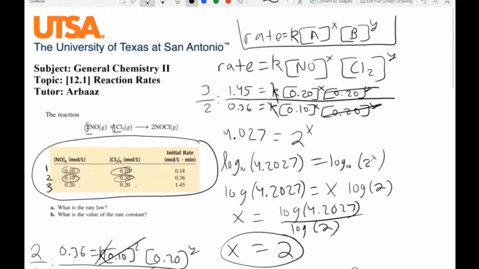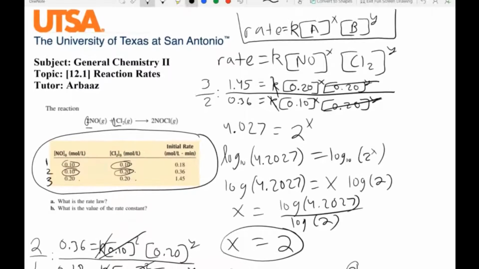So this has been the question for reaction rates.